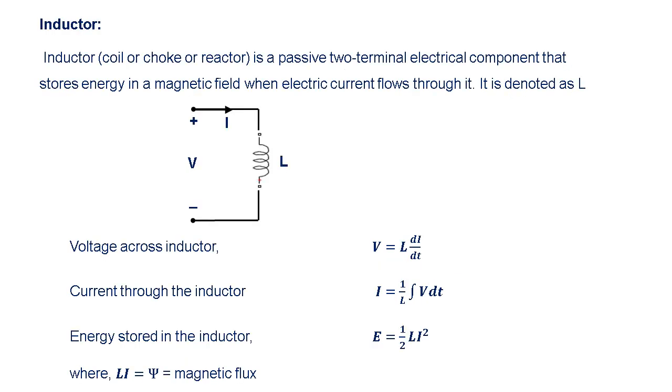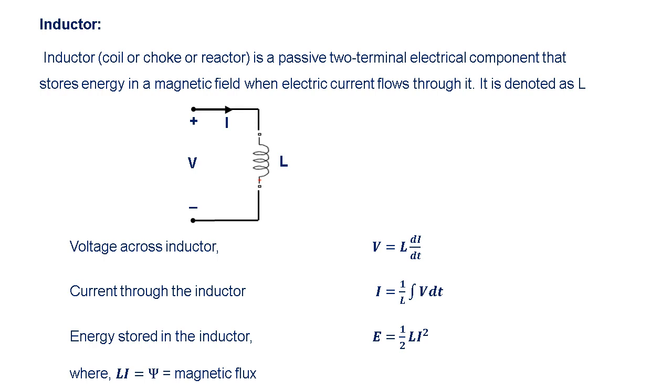Inductor is also called as coil or choke or reactor. It is a passive two-terminal electrical component or element that stores energy in a magnetic field when electric current flows through it. And one more thing, inductor opposes sudden change in current. It is denoted as L. It is represented as shown in the figure.